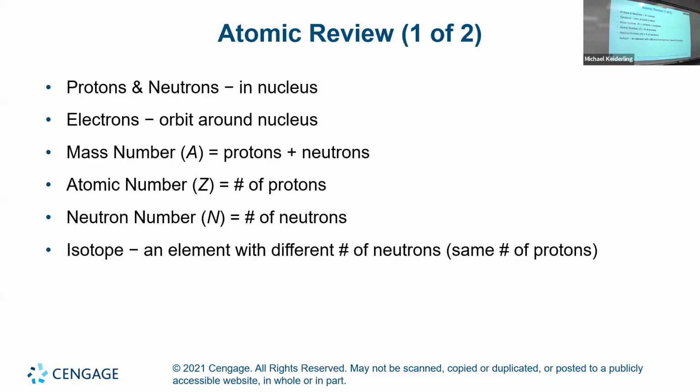But usually things will be expressed with their atomic mass and their atomic number. And an isotope is an element with a different number of neutrons and the same number of protons. And sometimes their physical properties are a little bit different.